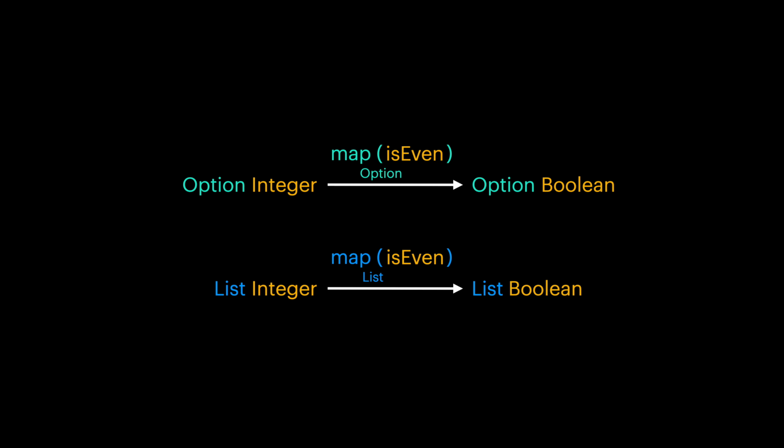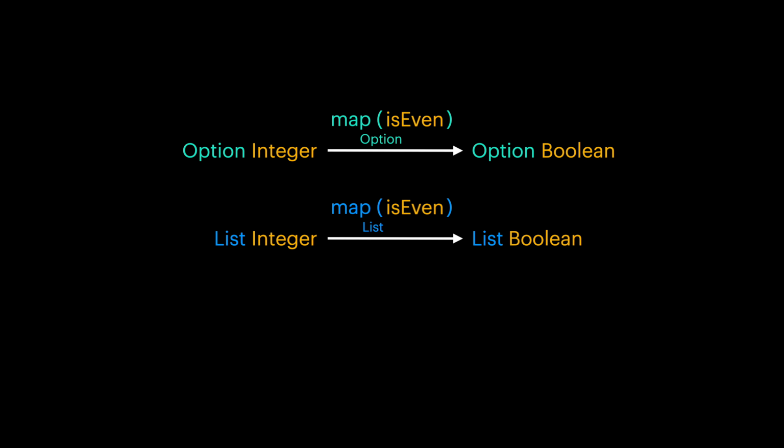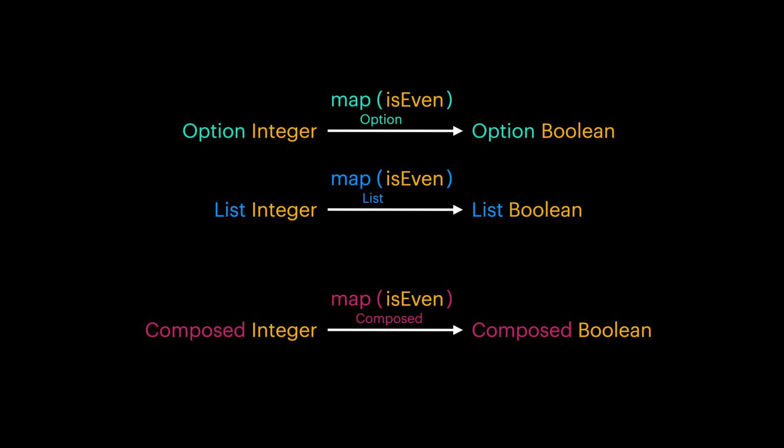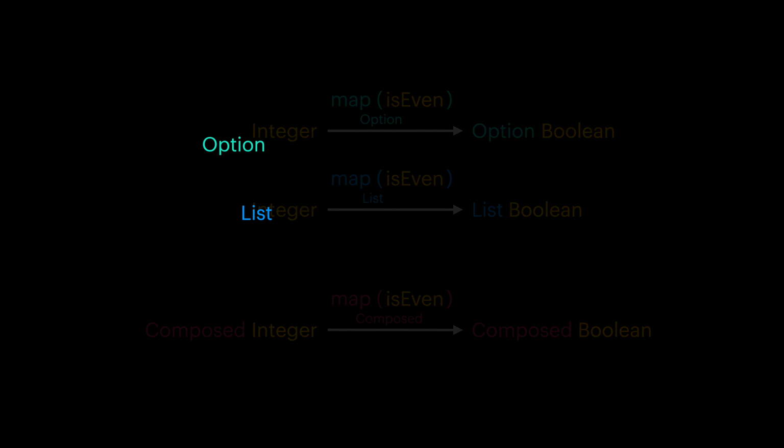What I want to talk about in this video is, can we take two functors, like Option and List, combine them and create a brand new functor, like Composed? The composed functor, similar to Option and List, maps types and functions to new ones. What we're really looking for is something like this circle operator that not only can compose Option and List, but can compose any two functors.